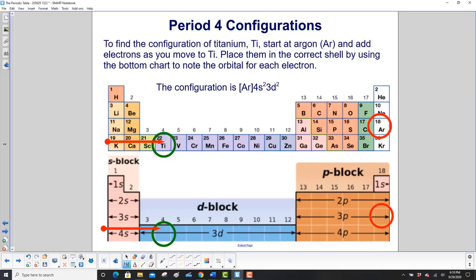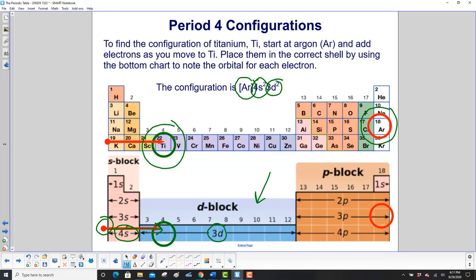To find the configuration of titanium, which is right over here in green, start at argon, the noble gas in the period above it, and add electrons as you move to titanium. Place them in the correct shell by using the bottom chart to note the orbital for each electron. So we start with the noble gas in the period above, and that's argon in brackets. Then we come down over here, and we go until we hit titanium. So we have 4s2, and then we count over 2 electrons in the 3d shell. So that's going to be 3d.